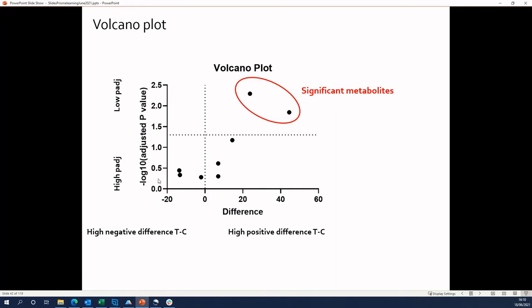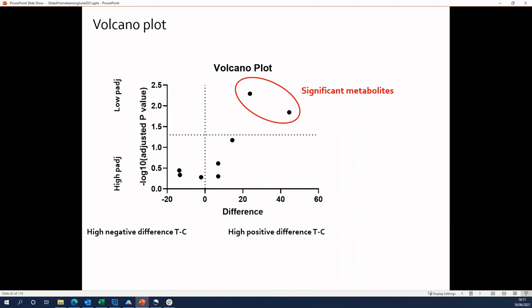What do you see on the y-axis? You see a variation on the adjusted p-value, so the minus log 10 of the adjusted p-value. So here at the top of the y-axis you have low adjusted p-values, here at the bottom around 0 you have high adjusted p-values. You also see where your thresholds have been set, both on the adjusted p-value and here also for the difference. So a difference of 0 means of course that there's no difference between your two groups. And this threshold corresponds to your alpha of 0.05.